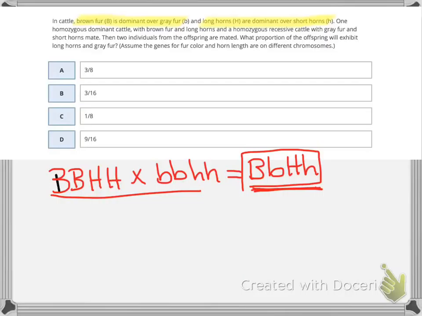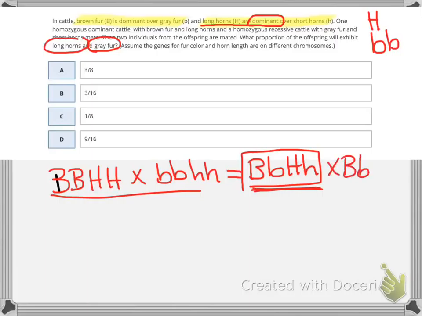What proportion of the offspring will exhibit long horns and gray fur? Looking up here, long horns are dominant, so I'm looking for just one big H for my offspring, and gray fur, so I'm looking for two little b's. Assume the genes are on different chromosomes because they aren't linked at all. That was just saying no gene linkage. So these are the parents that I'm looking at.